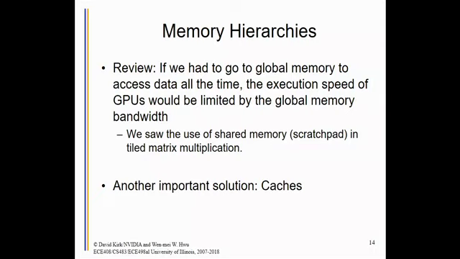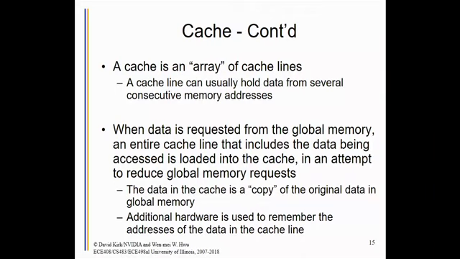We saw the use of shared memory in tiled matrix multiplication, and today we're going to talk about this caching thing. A cache is an array of cache lines, and these are hardware mechanisms, just like shared memory, hardware memory blocks inside the processor cores. The cache line can usually hold data from several consecutive memory addresses. This is called the cache line or cache block. Constant memory is just a form of cache, but the contents of the cache cannot be changed by the threads.